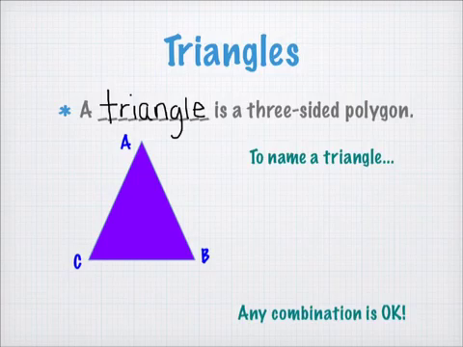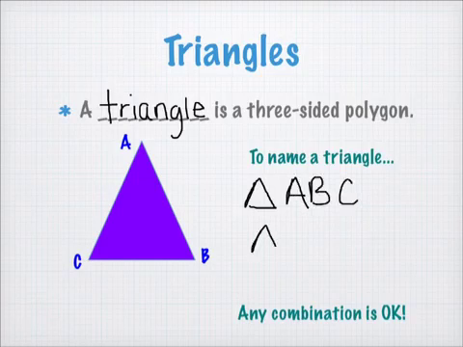To name a triangle, and we've already named triangles, we've done this before. But to name triangles, you can just name the three letters in order. So you use the symbol of a triangle. And then how do you want to name this one? ABC. So I could call this triangle ABC.